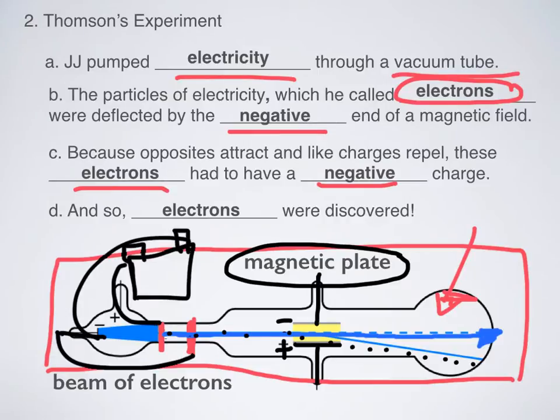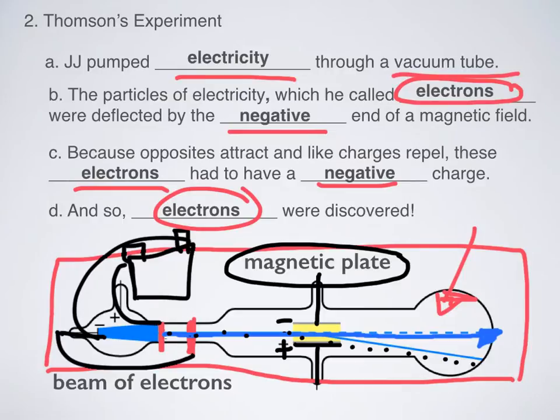Not only that, though, he did numerous other experiments, and he realized these things were about 1,000 times lighter than a hydrogen atom. And so they had to be coming from the atoms themselves. And so electrons were discovered, and it was the very first time he realized that there are actually things smaller than an atom.